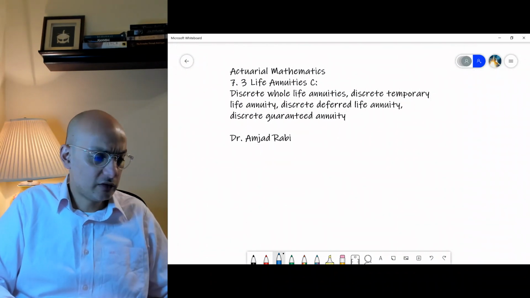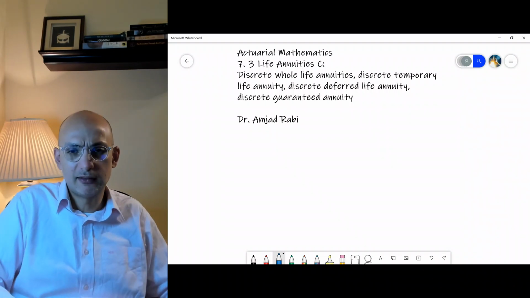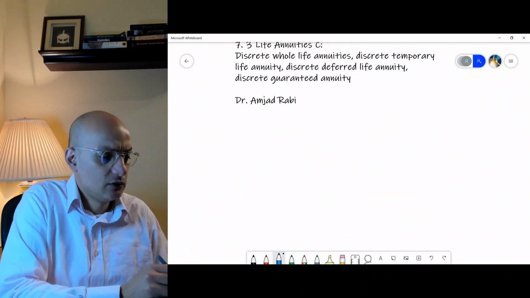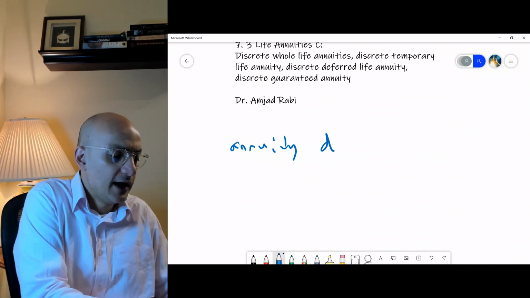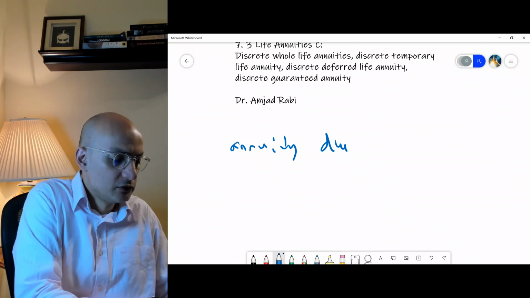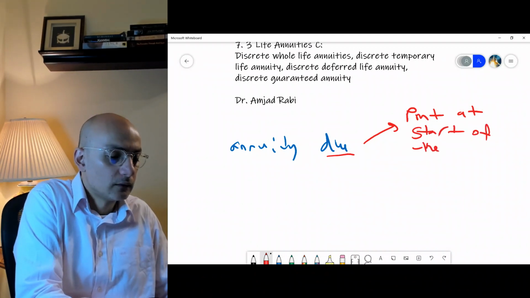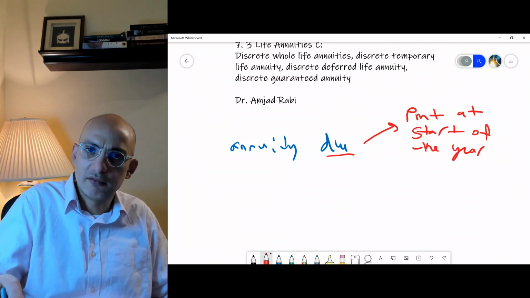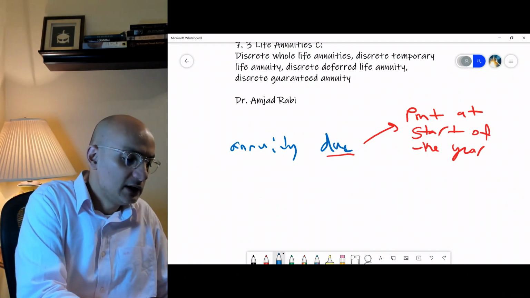So we just wanted a quick review of the concept that we looked at in interest theory. Recall that in interest theory you have an annuity due. The word due tells us that payment is made at the start of the year, because there is another concept called annuity immediate, which is at the end of the year, but annuity due is payment made at the beginning of the year.